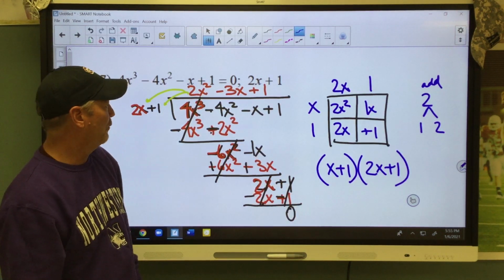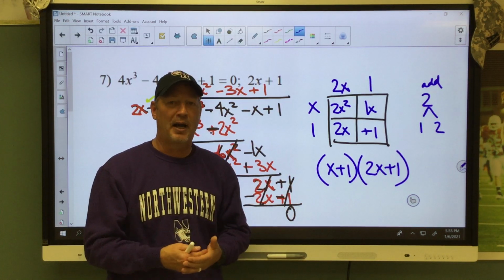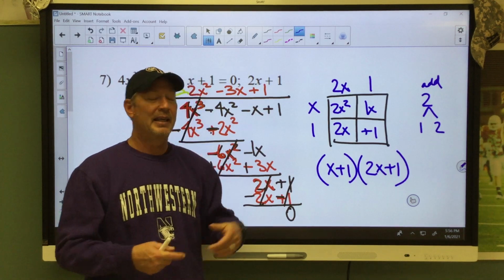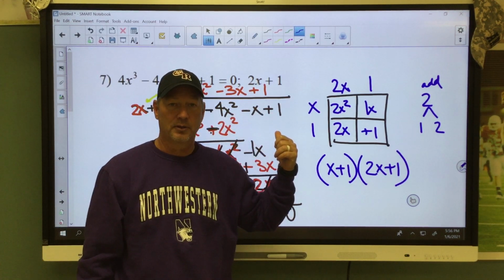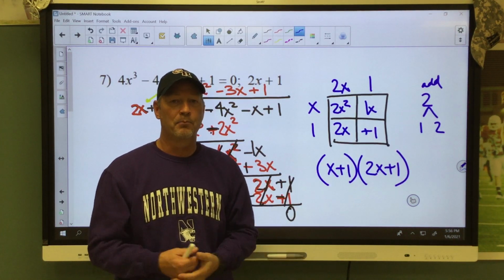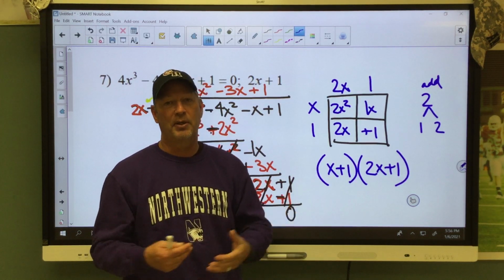Okay? So quick review. To find your remaining factors, you're going to have to divide first. Hopefully you can use synthetic division. If you have a coefficient in front, you're going to have to use long division. And then after you get finished, you factor. Sometimes you may have to use the box method, or it could be easier to do.